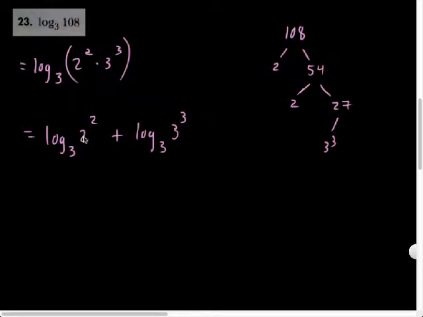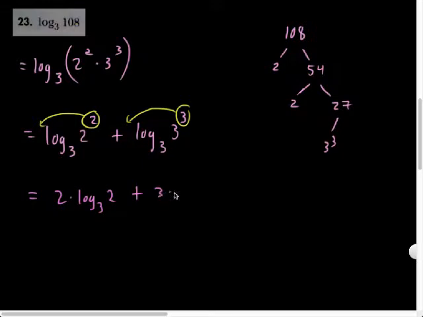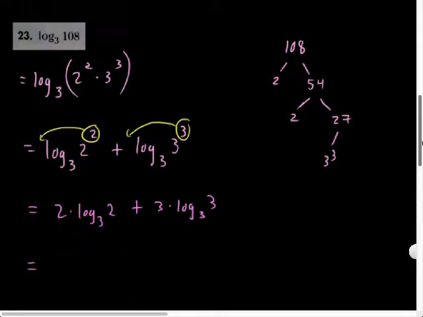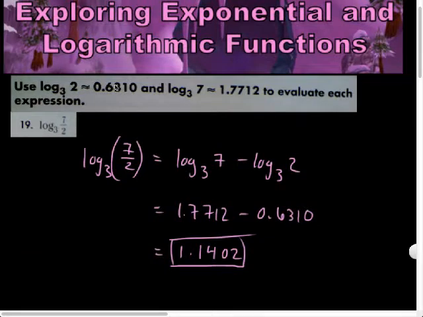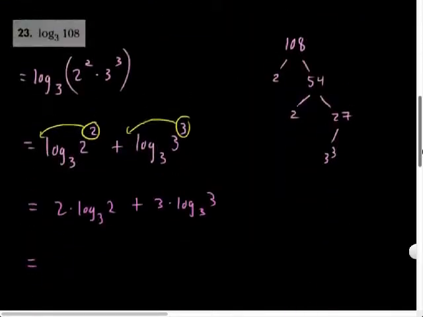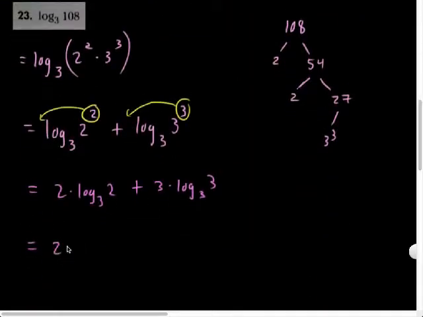The next thing we might know is the power property of logarithms, that the log of a power, you can take that exponent and move it out front, write it as a product. So what we'd have here is 2 times log base 3 of 2 plus 3 times log base 3 of 3. And log base 3 of 2, we happen to know that value from up here. That was the 0.6310. So 2 of those.